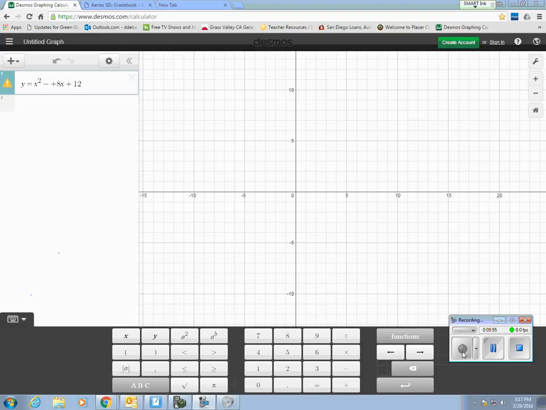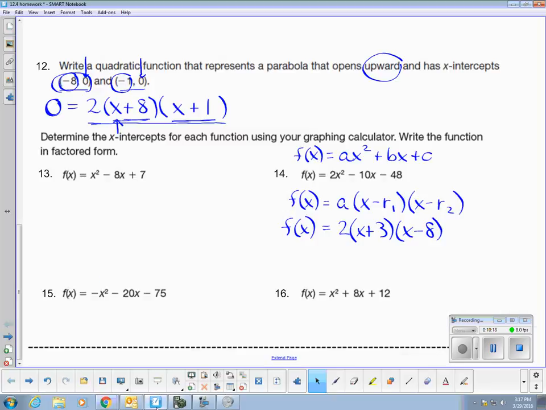And number 14, y equals x squared. Let's see, we want to get rid of this negative sign. X squared plus 8x plus 12 gives me x-intercepts at negative 6, comma 0, and negative 2, comma 0. So therefore, my function in factored form will be f of x equals x plus 6, parentheses, x minus 2. And let's go back.